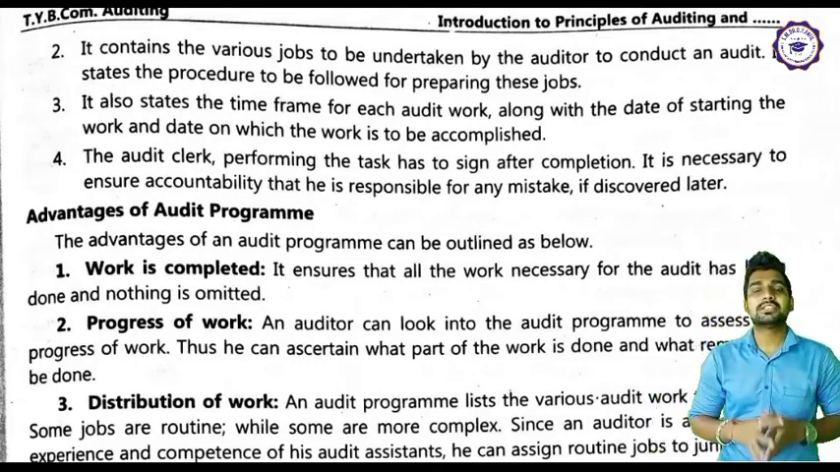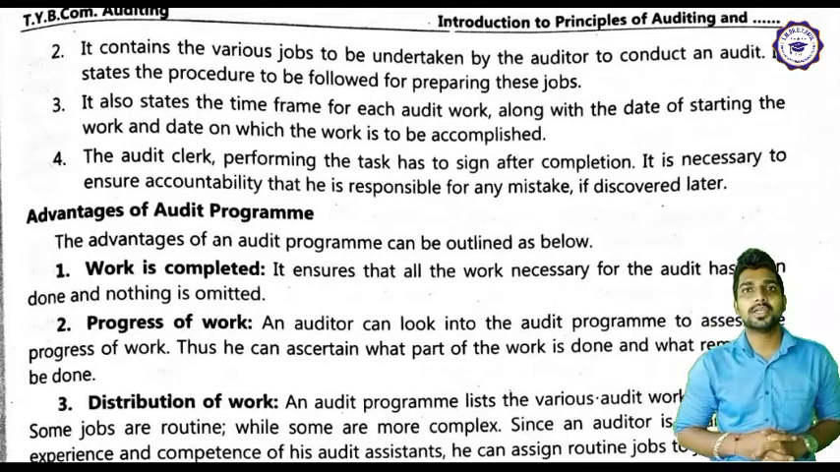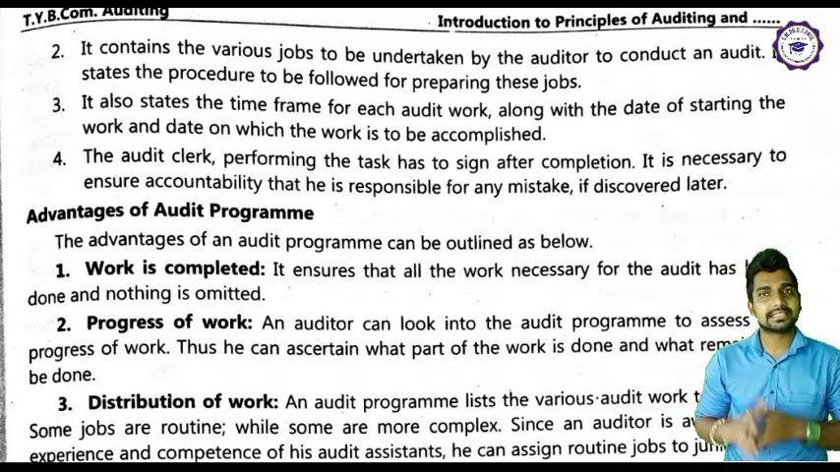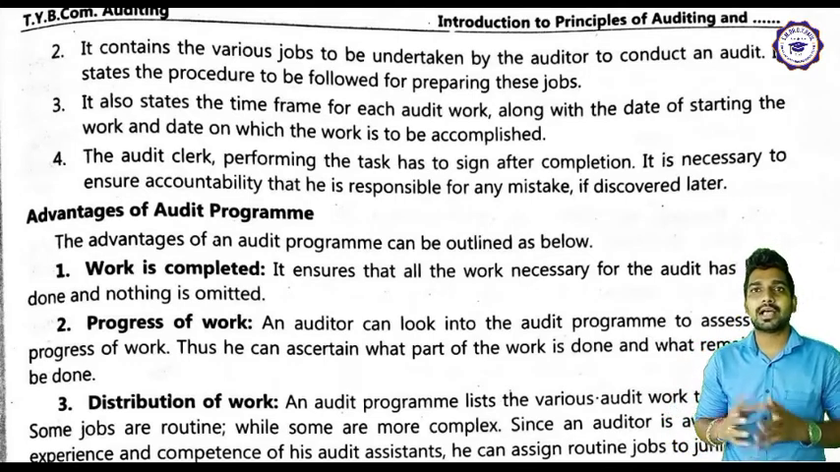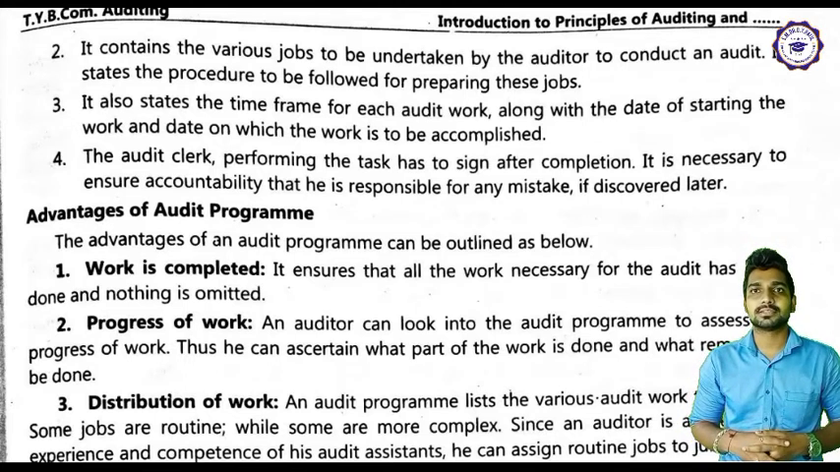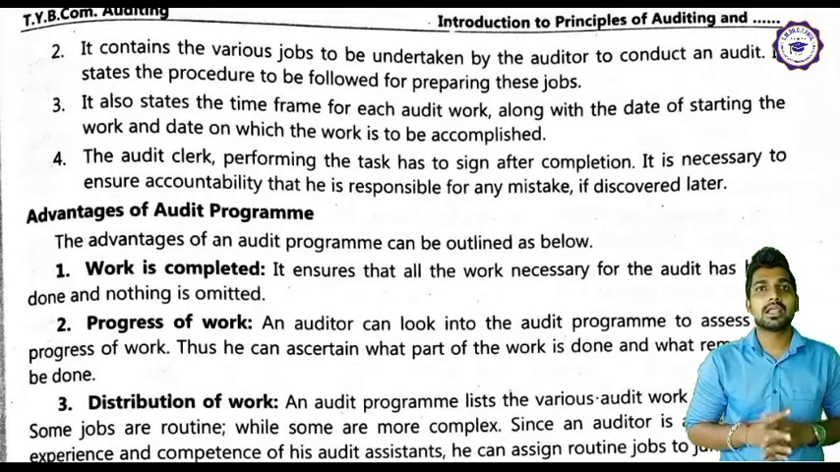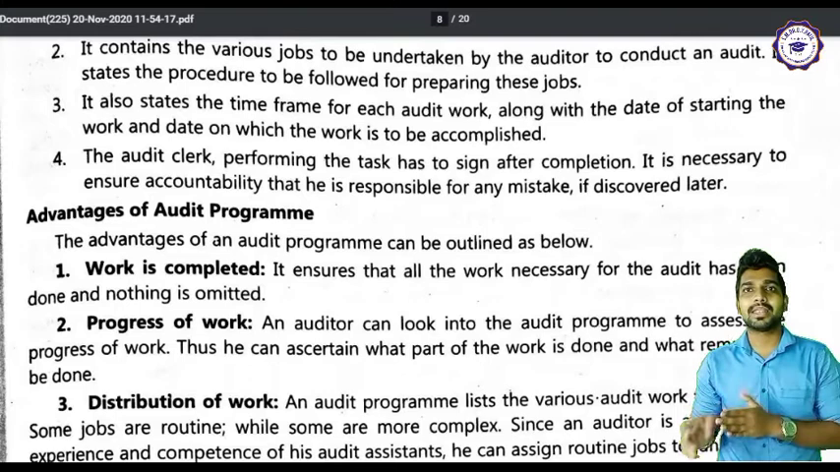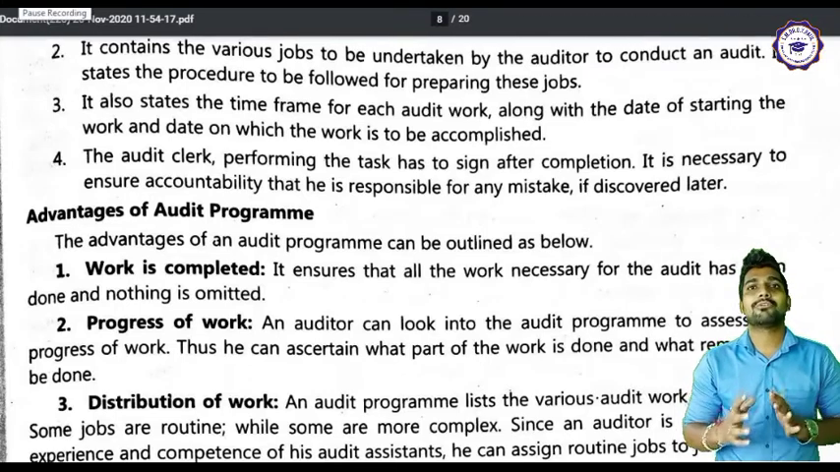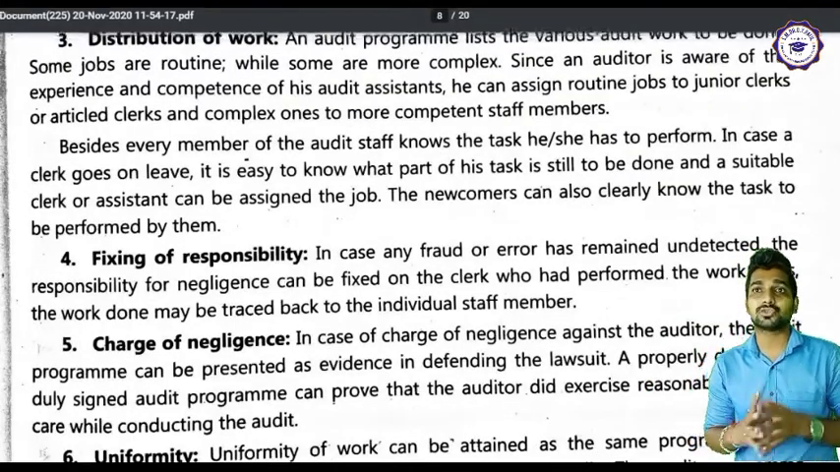And the third one is distribution of work. An audit program lists the various audit work to be done. Some jobs are routine, while some are more complex. Since an auditor is aware of the experience and competence of his audit assistants, he can assign routine jobs to the junior clerk or articled clerk, and complex ones to more competent staff members. Besides, every member of the audit staff knows the task he or she has to perform.